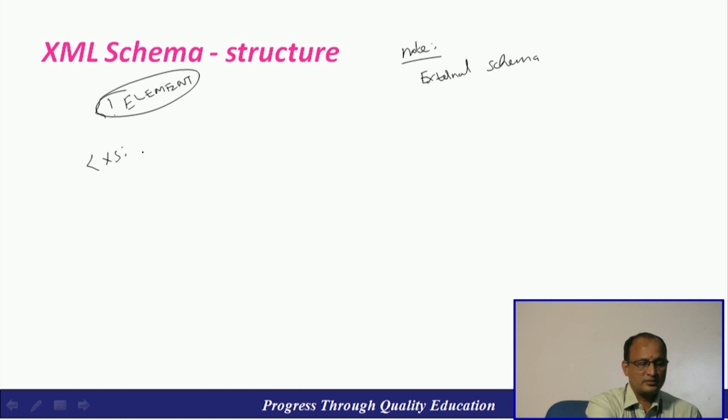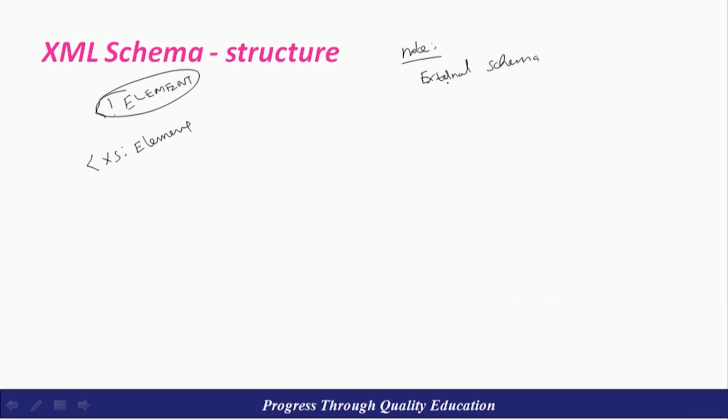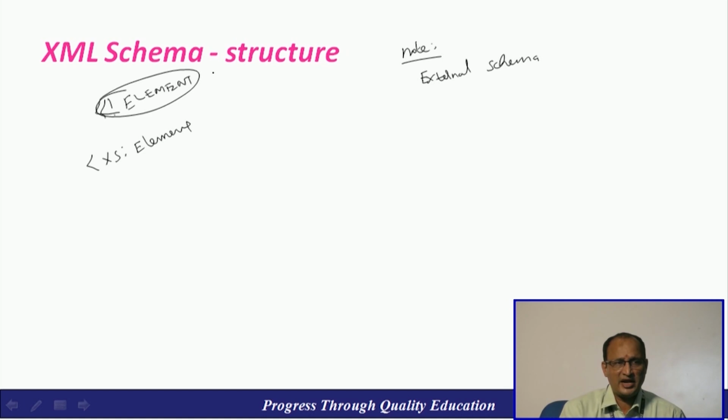XS colon element. Now you can use sentence case or also all in lowercase. The keyword should be given properly. XS colon element. Then we have an attribute related with the element. In DTD, instead of XS colon, we have given exclamation, element, space, and then the element name. But here, we will not give like that.